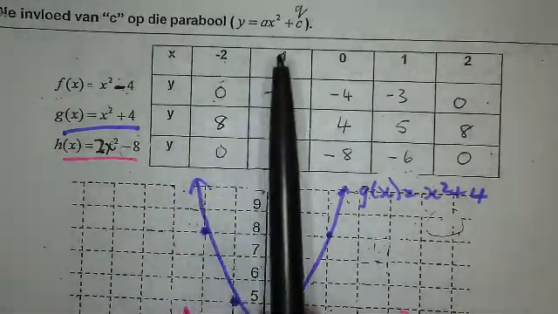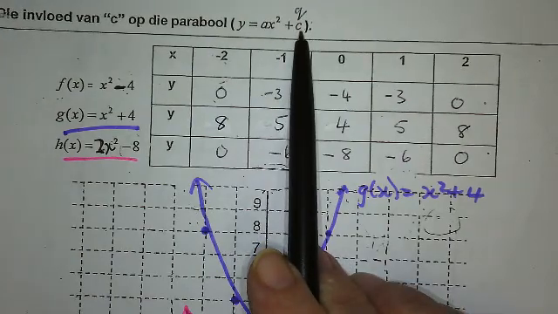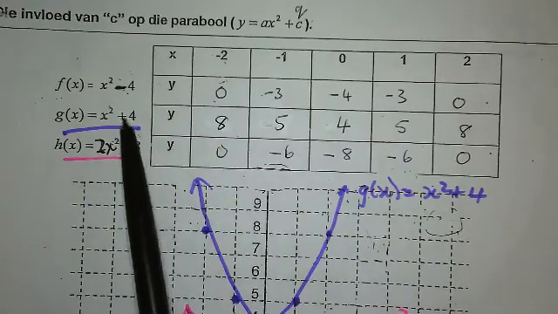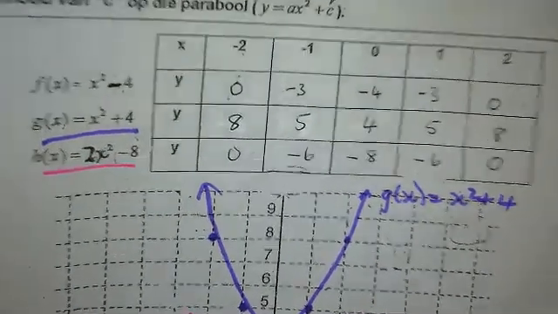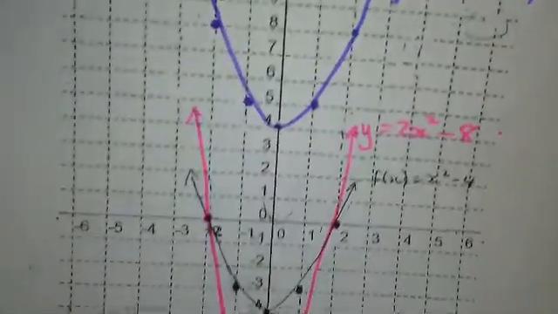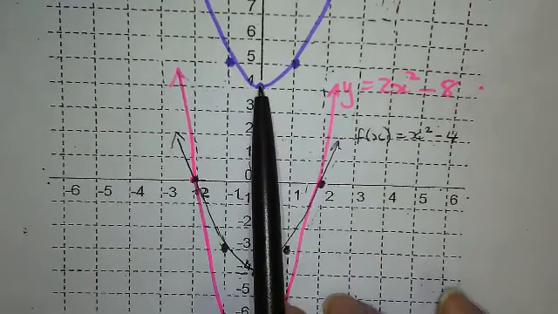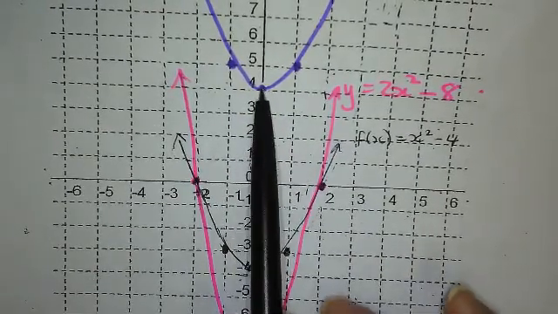Let's have a look at the effects of the Q and the C on the parabola. Remember last time we filled in the table. You can do substitution or you can use your calculator. And then you plot the points. And then you can see that if the Q, the constant value, is 4, the mother graph shifted upwards.